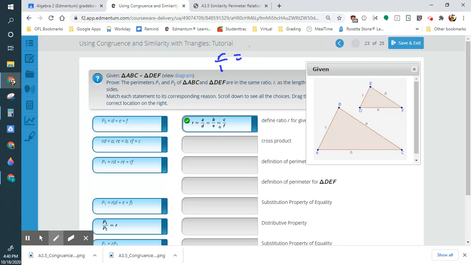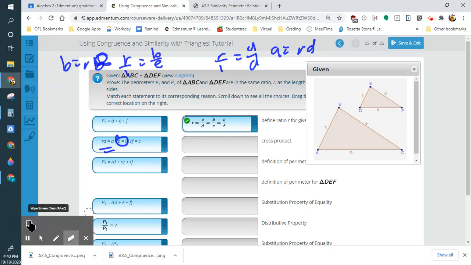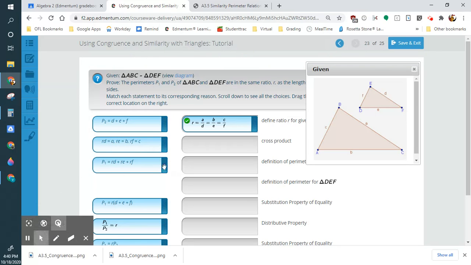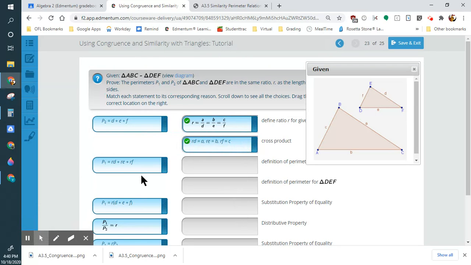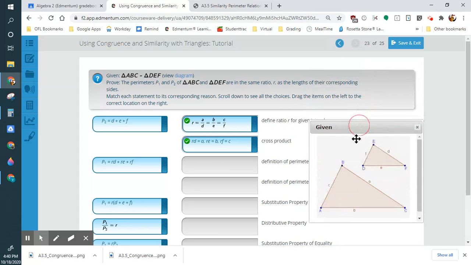R over 1 equals AD, or you can say R over 1 equals BE. And you cross product it, so you get B equals RE, I'm sorry, RE. Obviously, it's not the same thing. Or you can get this as A equals RD, which is right here. So I'm assuming that's what they mean by cross product. Yep, I was right.